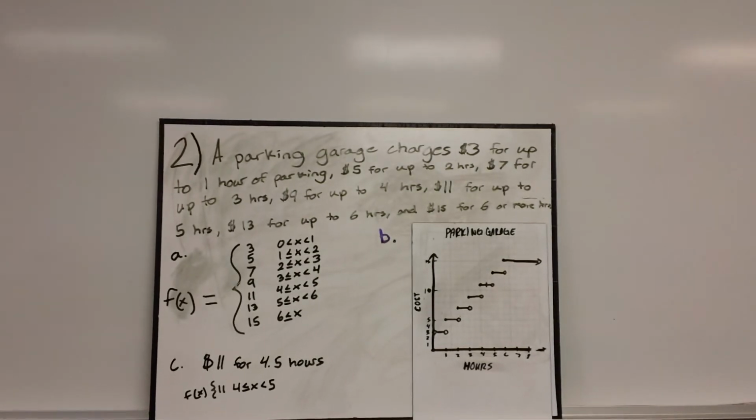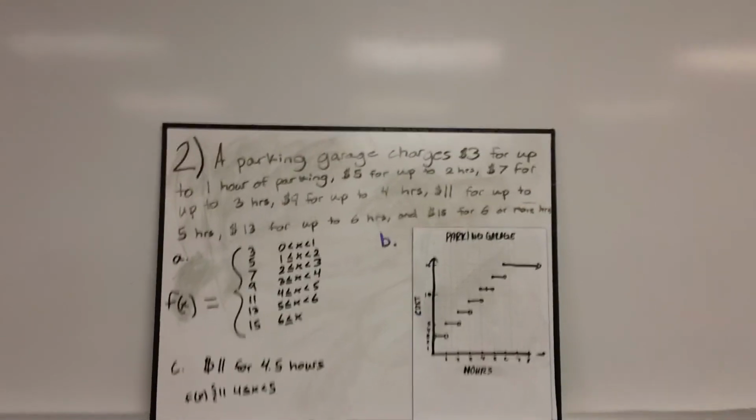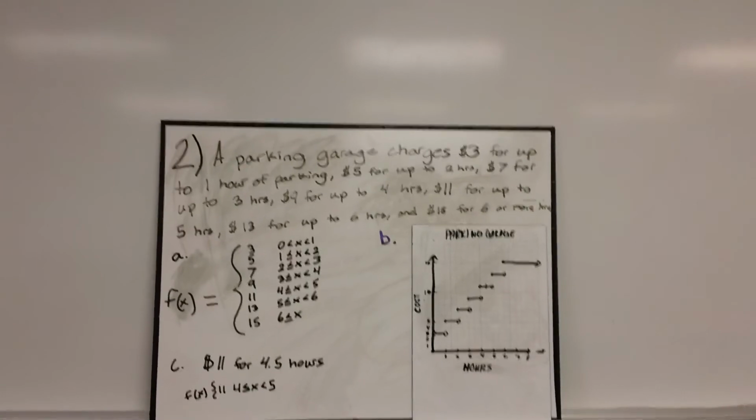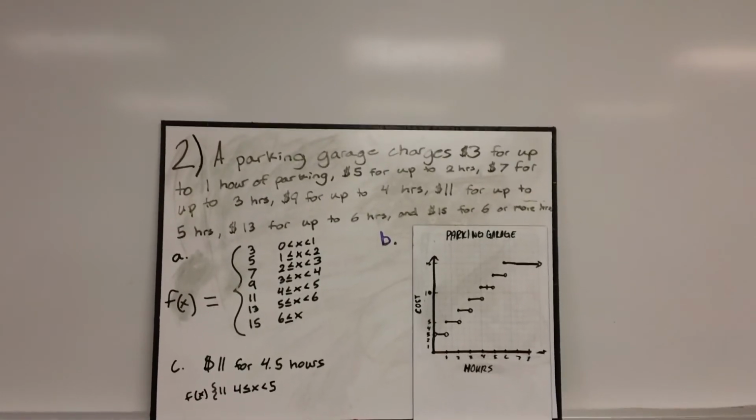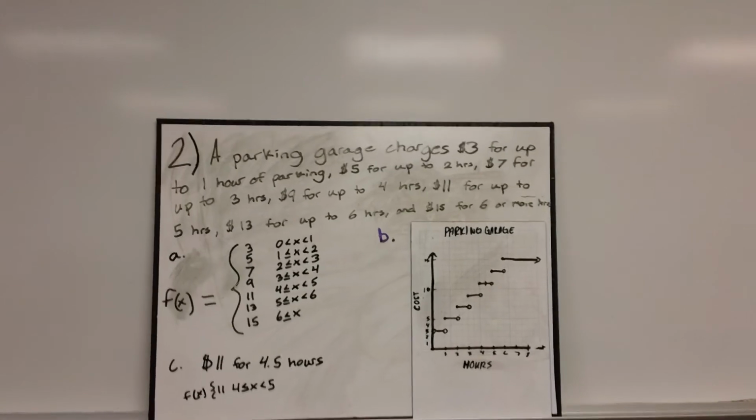We did problem number 2, and it said a parking garage costs $3 for up to but not including 1 hour of parking, $5 for 2 hours of parking, $7 for up to 3 hours, $9 for 4 hours, $11 for up to 5 hours, $13 for up to 6 hours, and $15 for 6 hours or more.